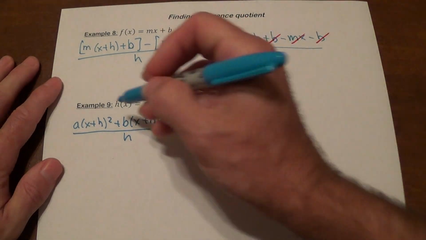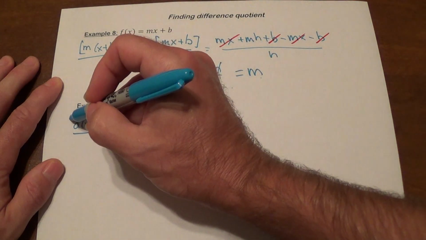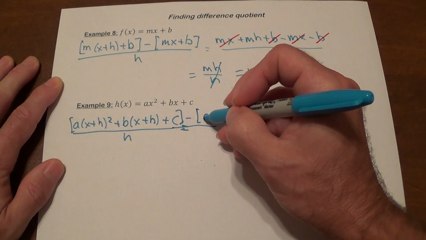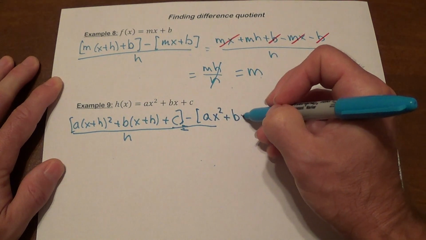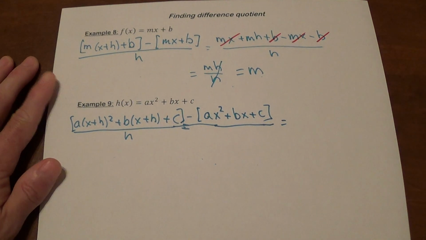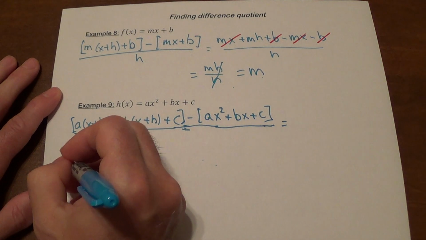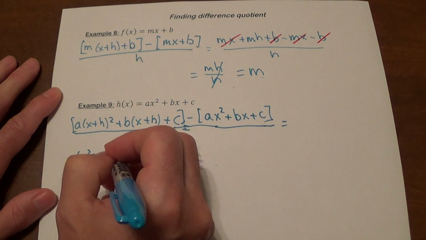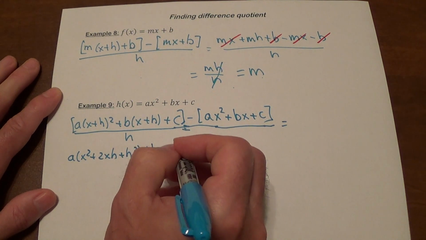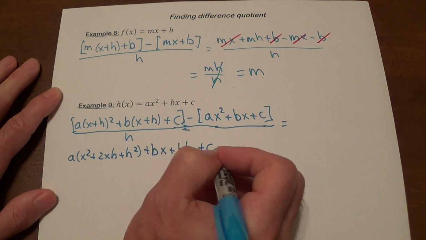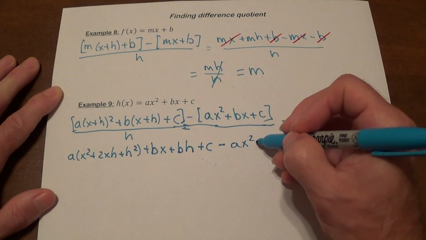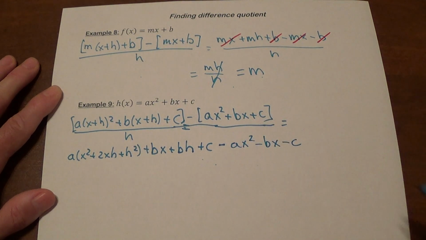Okay, so hold on, I still need to continue. I got too excited about finishing this one and did not remember to write the second part of it. Here we go. I'm gonna move to the next line. It's kind of lengthy. A times (x squared plus 2xh plus h squared) plus bx plus bh plus c minus, and now we have to subtract the other part, ax squared minus bx minus c.